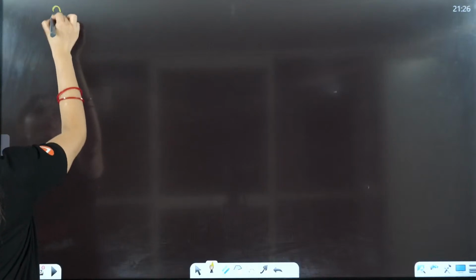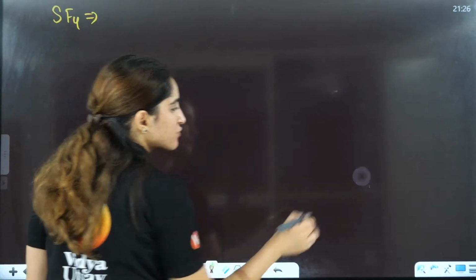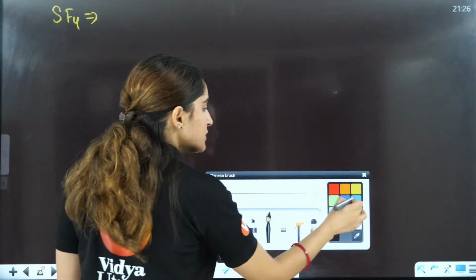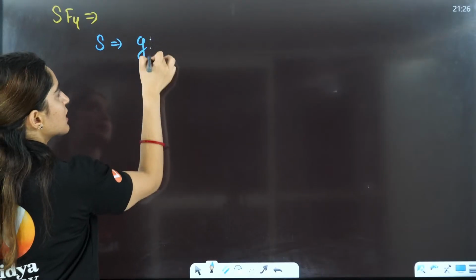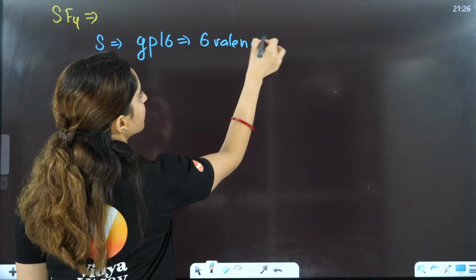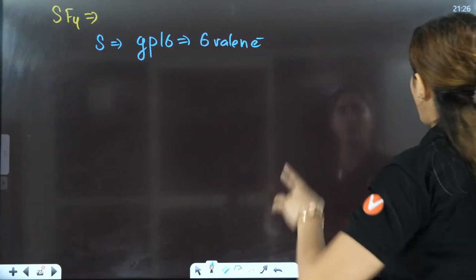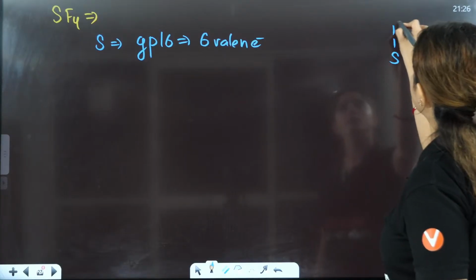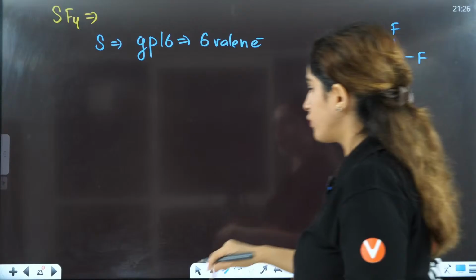Let's discuss SF4. These are very famous structures. You will see this in your PYQs. Sulfur is group 16. Group 16 has 6 valence electrons. Now, out of these 6 valence electrons, it is forming bonds with 4 fluorines. 4 fluorines you have here.